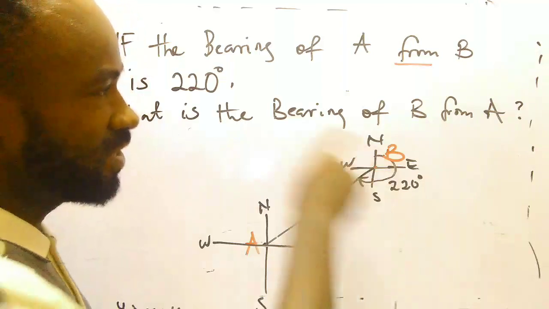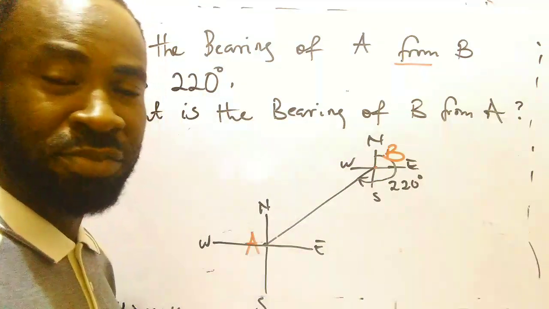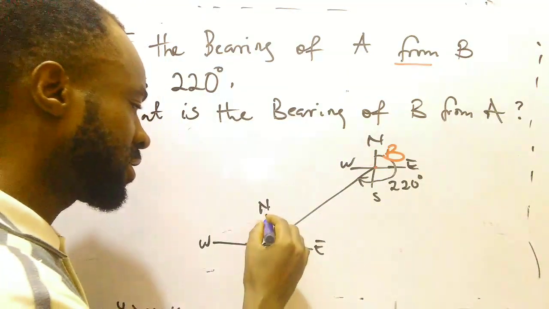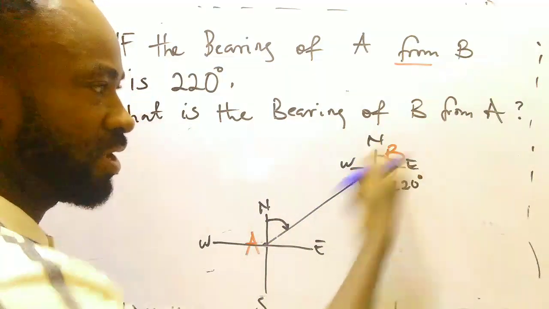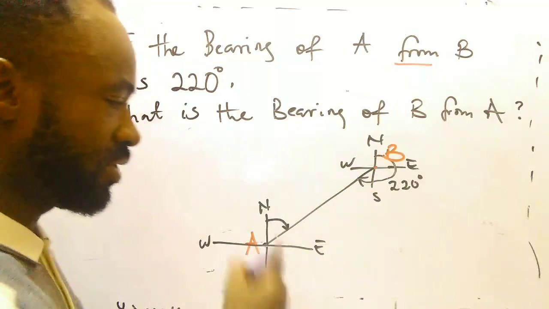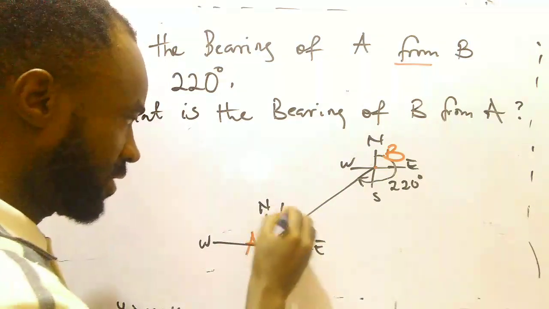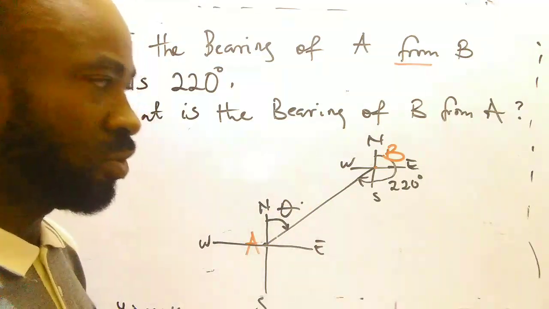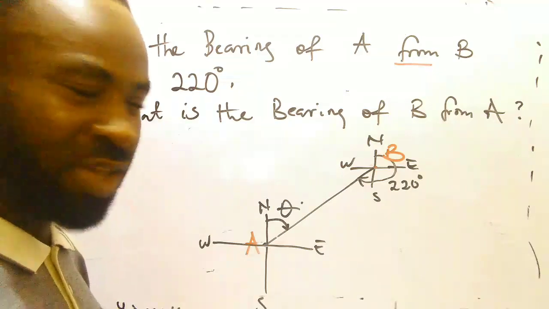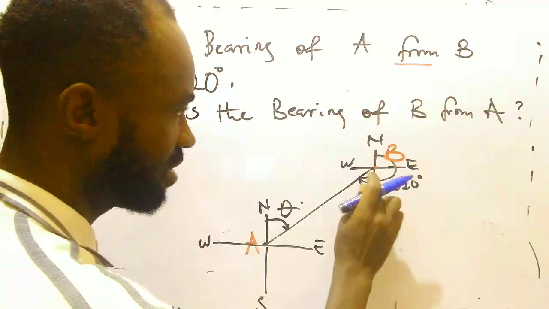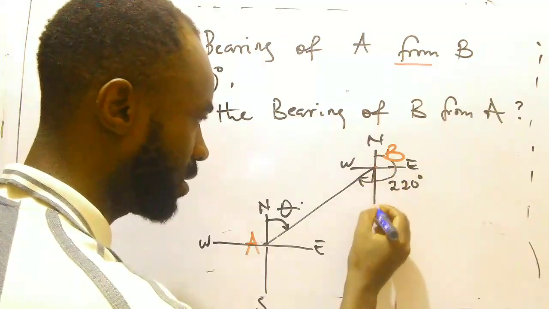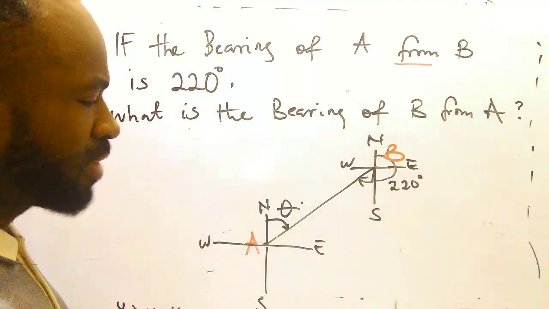And then we know that since this is a three-figure bearing, the bearing is always from the north down to the line connecting the two points A and B. So this is the bearing now. This is the bearing we are going to look out for. Now, how do we get this bearing? We can get this bearing by looking at, let me extend this one so now you can see this south very well.